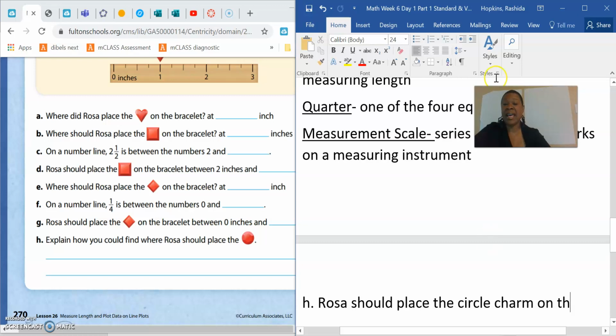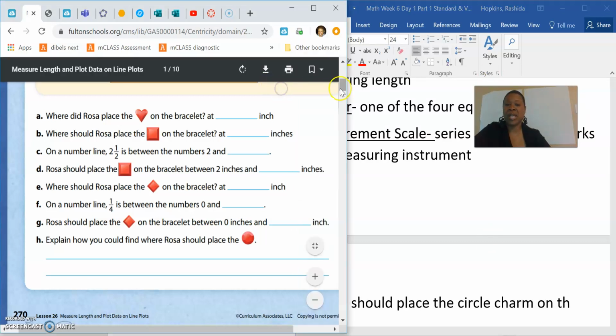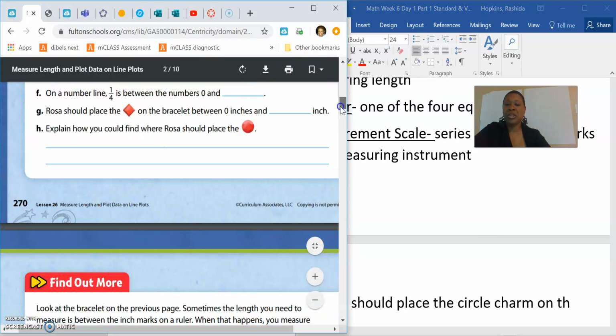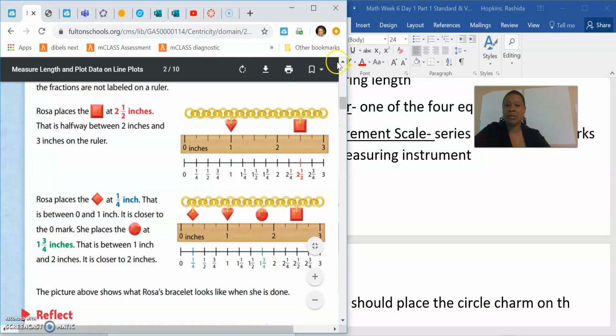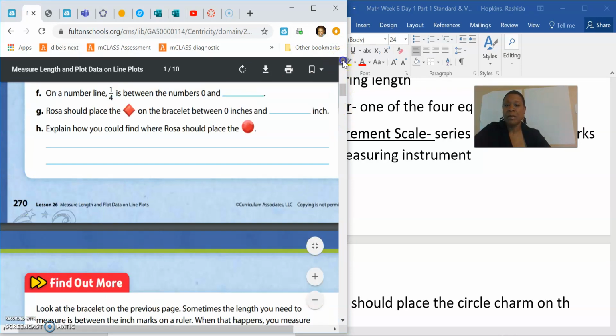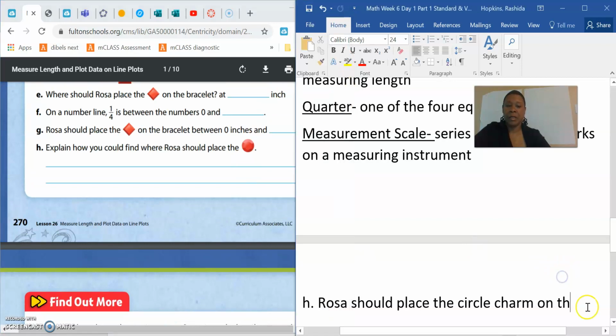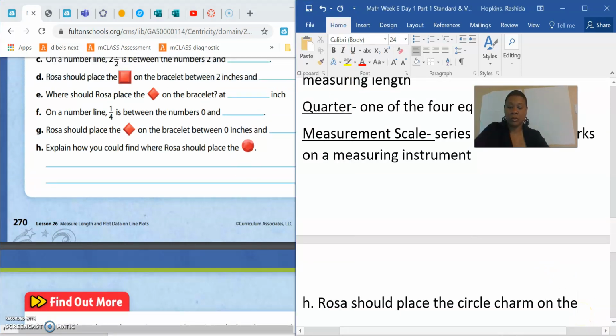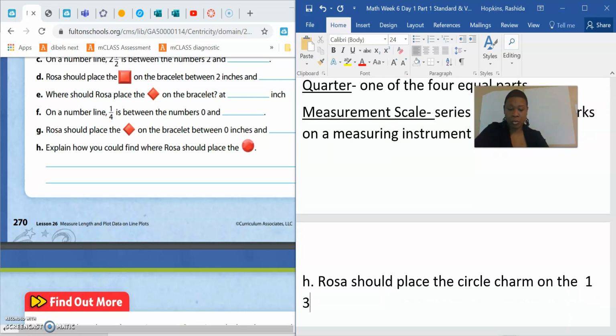The direction said, let's go back and read those directions, make sure we got it right. The direction says 1 3/4 mark, right? Uh-oh, we went down too far. Okay. 3/4 mark. So tell me how you would do that.